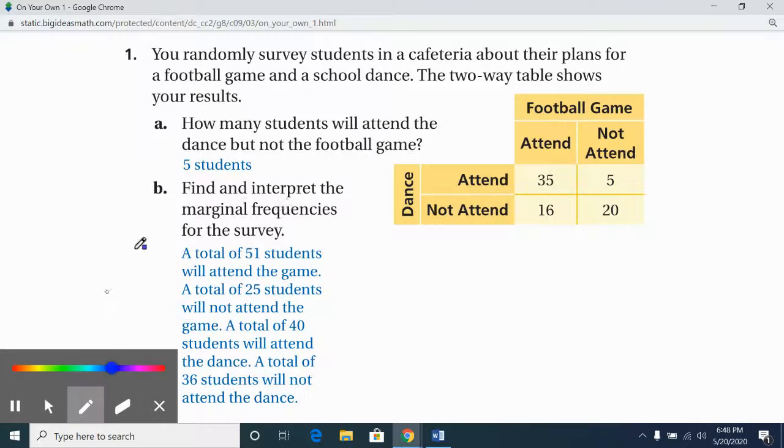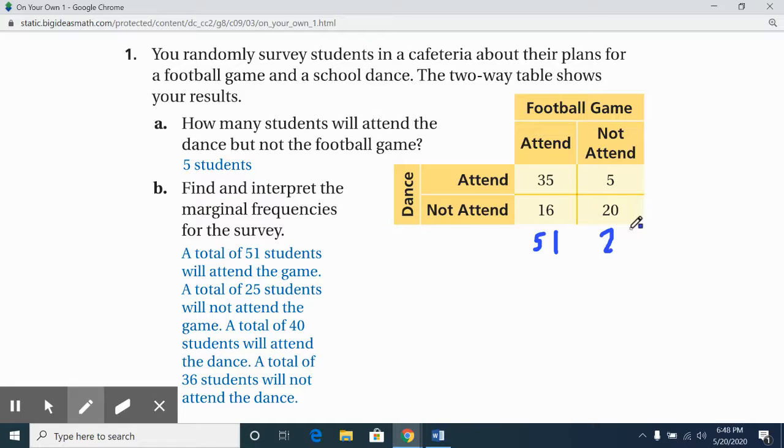So here's what I want to do. I'm just going to add 35 and 16. How many people are going to attend the football game is what I'm finding, right? So that's going to be 51. How many are not attending the football game? 25. Okay. How many are attending the dance? Let's add the row here. That's 40. How many are not attending the dance? That's 36.